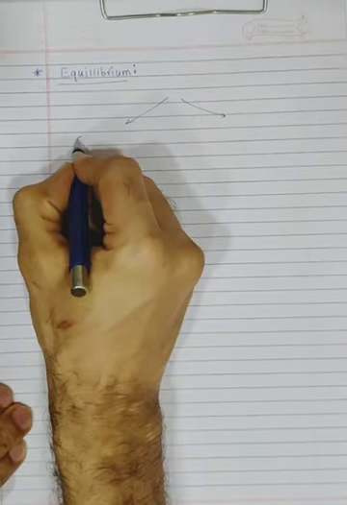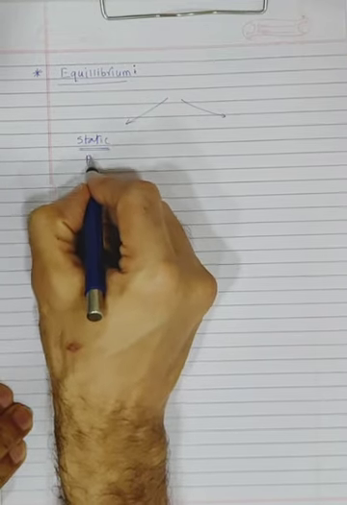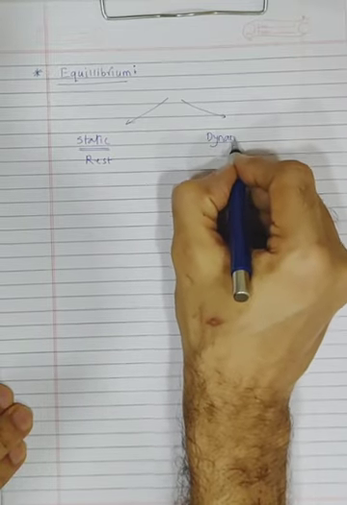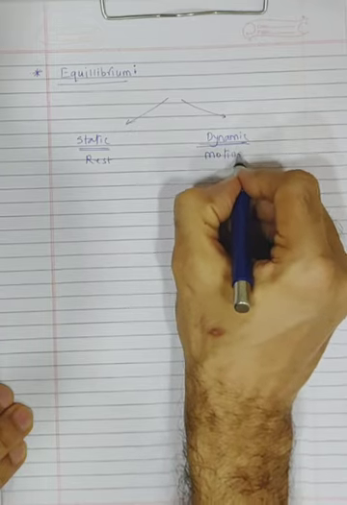First equilibrium is what? Static equilibrium. Static means what? Body is at rest. And another one is called a dynamic equilibrium, means what? That the body is in motion.